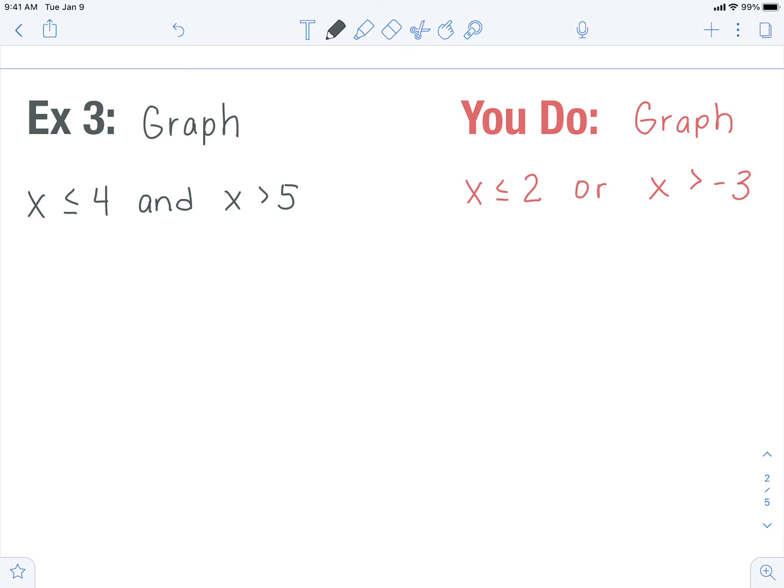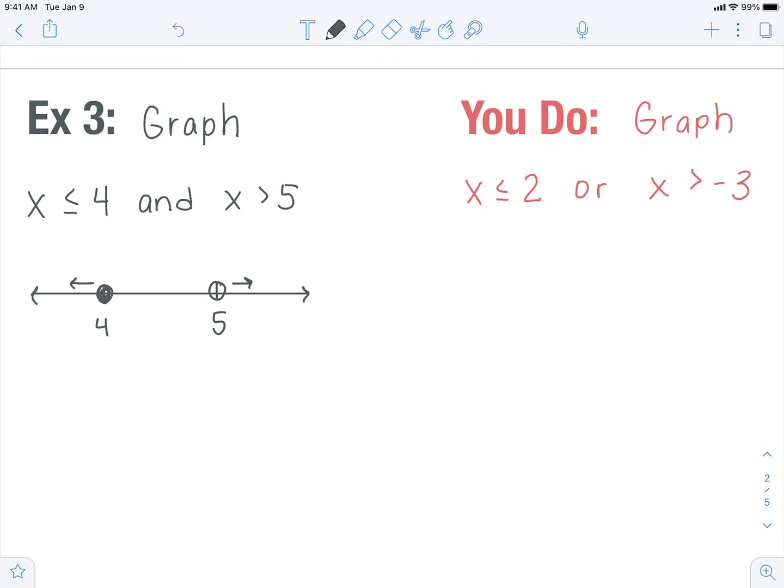So 4 on the number line, 5 on the line. 4 is the closed circle, 5 is an open circle, and then 4 is going to the left and 5 is going to the right. I agree with everything you just said, except what has to happen with an and? They have to do the same way. They have to share. I can only shade what they share, right?